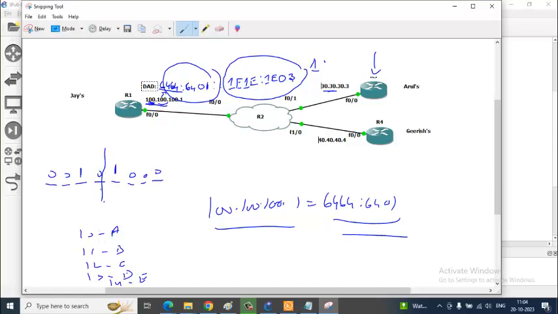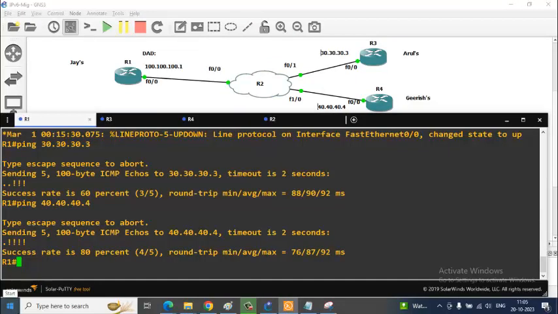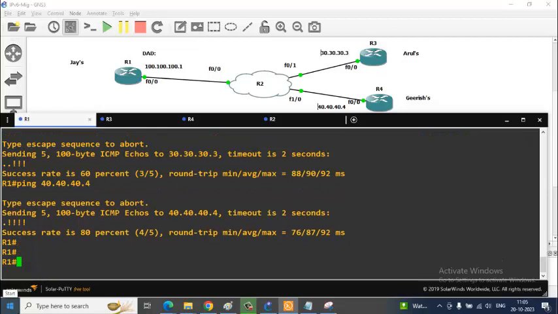Now 40 becomes like this in hex: 2, 8. This is 40, that one is over. Another 40 is 2, 8, 0, 4. That's it. Am I right or wrong? Am I doing anything wrong in the calculation? You are correct, sir. Let us now go and configure this. When it works, then your calculations are correct. If it doesn't work, then there is something wrong.